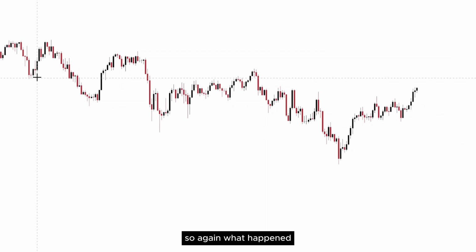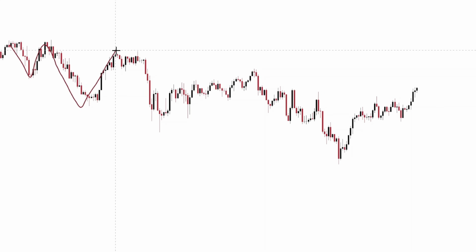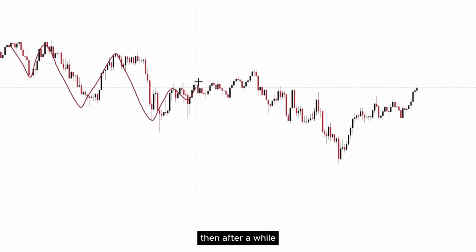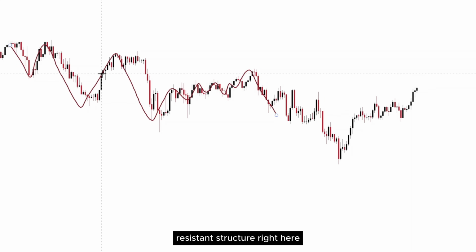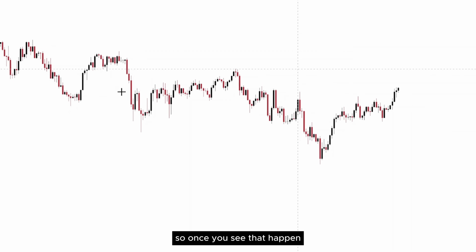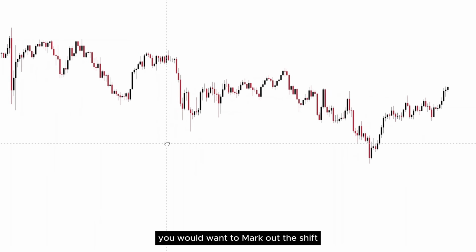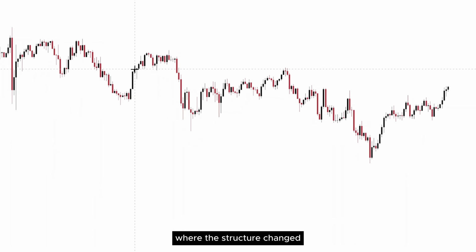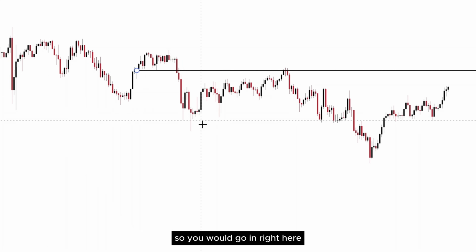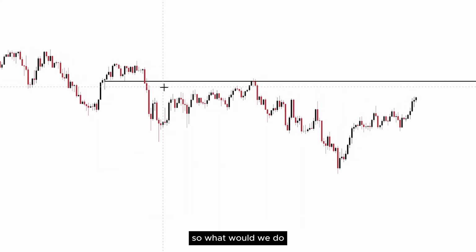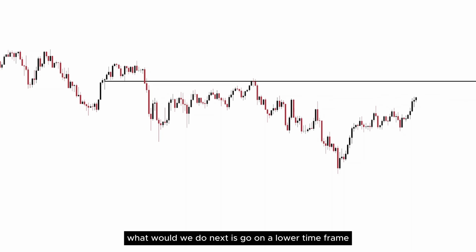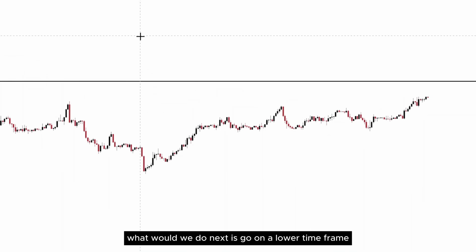So again, what happened? Price was retracing deep. Then after a while, price changed profile and went for a support and resistance structure right here. So once you see that happen, you would want to mark out the shift where the structure changed. So you would go in right here. And right now we're on the 4-hour time frame. So what would we do next? Go on a lower time frame.